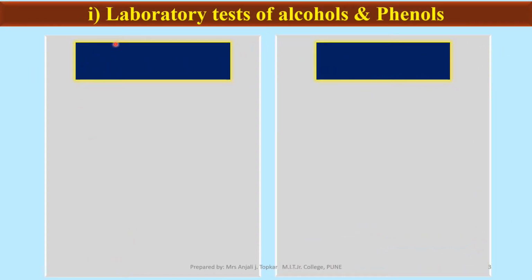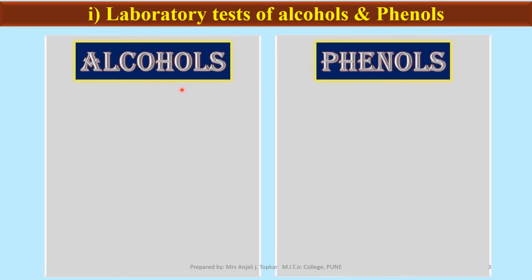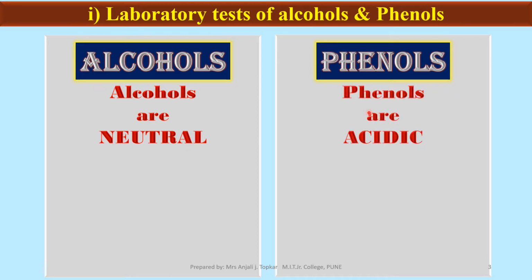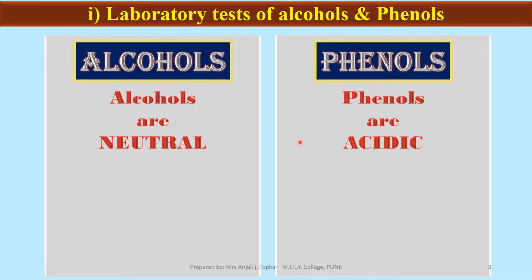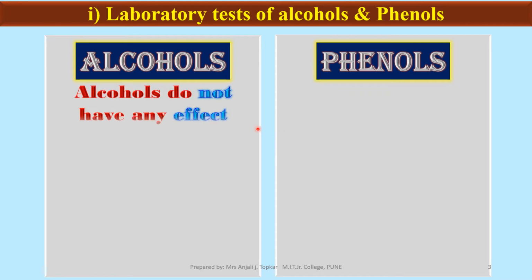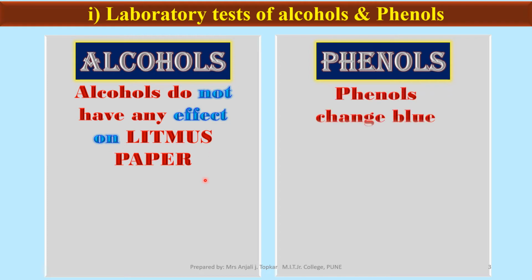Let's talk about laboratory tests of alcohols and phenols. Here, these are alcohols and phenols. When we talk about litmus test, actually, alcohols are neutral in nature and phenols are acidic in nature. Let's talk about litmus test. Alcohols do not have effect on litmus paper, whereas phenols can change blue litmus red. Let's see the test.